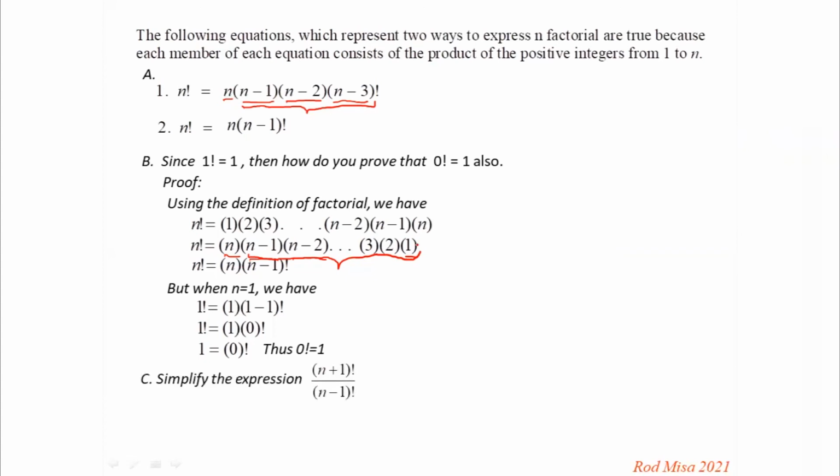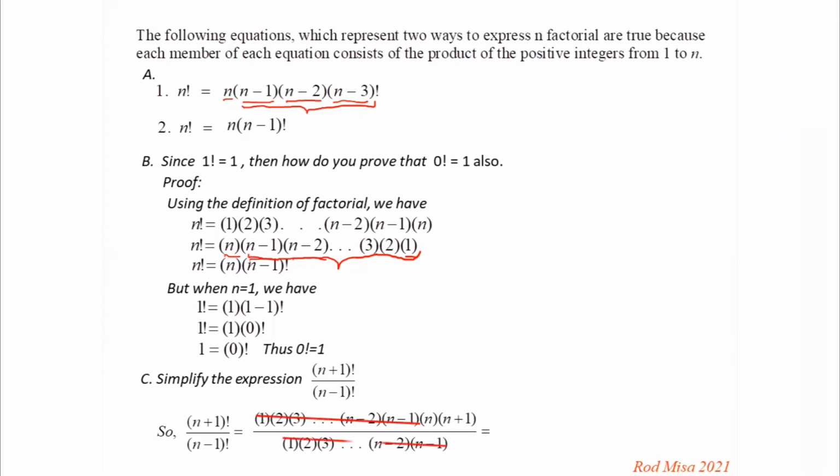Now, let us simplify this expression here. What is n plus 1 quantity factorial divided by n minus 1 quantity factorial? n plus 1 factorial can be written as 1 times 2 times 3 up to n, and then n plus 1 here. And in the denominator, we start also from 1. So 1 times 2 times 3 up to n minus 1. So canceling the common factors from the numerator and the denominator, we are left with n times n plus 1. Therefore, the answer is n times n plus 1.